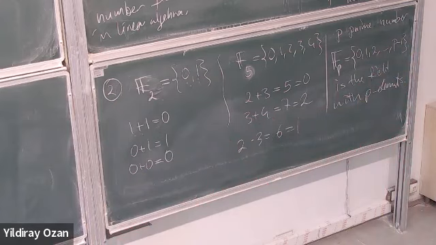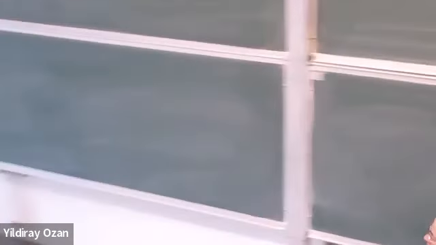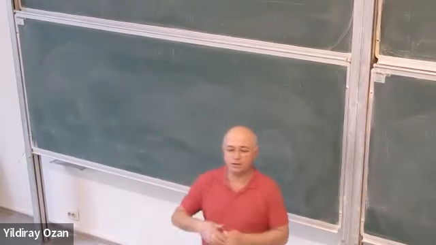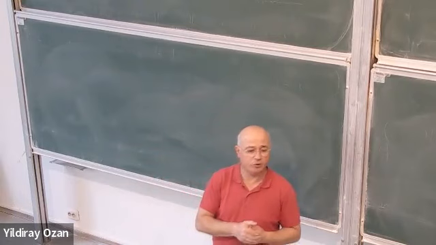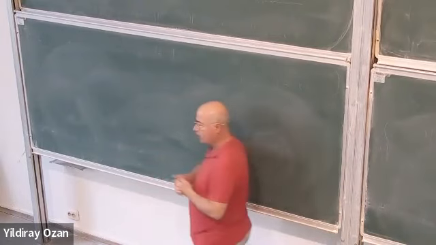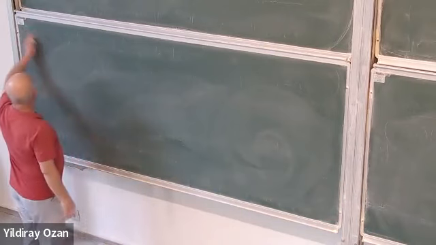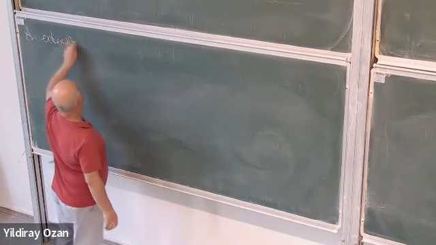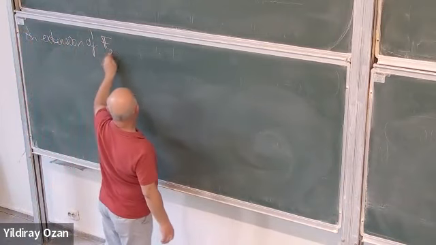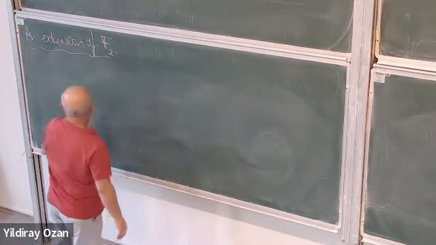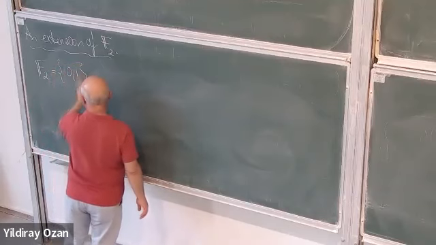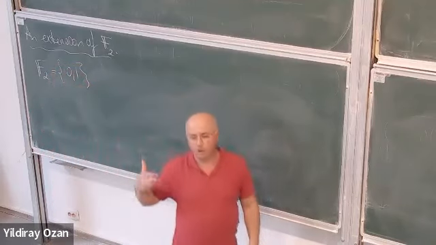What about extensions of this? I will just give you one example. You basically repeat the idea which is used to construct complex numbers. So, an extension of F2. F2 is only two elements, modulo two. You have only 0 and 1.